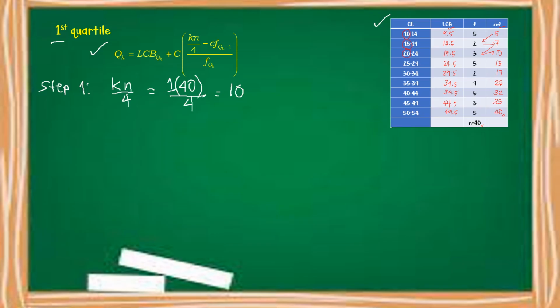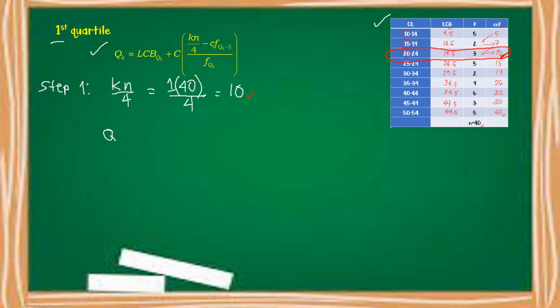In this case, we need to locate the 10th position in this grouped data using the less than cumulative frequency. So it is here, in this part, because of this 10. Then, we can solve using the formula.